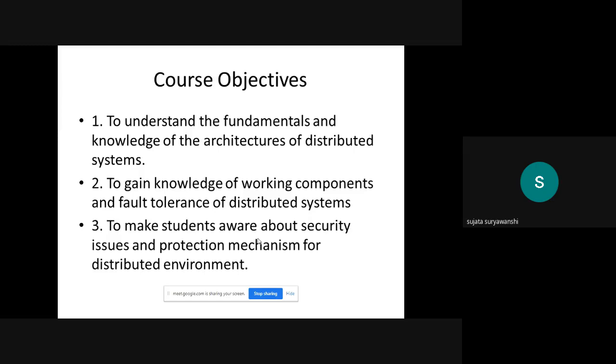Means at the end of the complete syllabus of distributed computing systems, you will be able to design the distributed system. You will be able to know the different components used in the distributed system, and the different consequences that come under the development of distributed systems, that is the fault tolerance and the concurrency, like that.